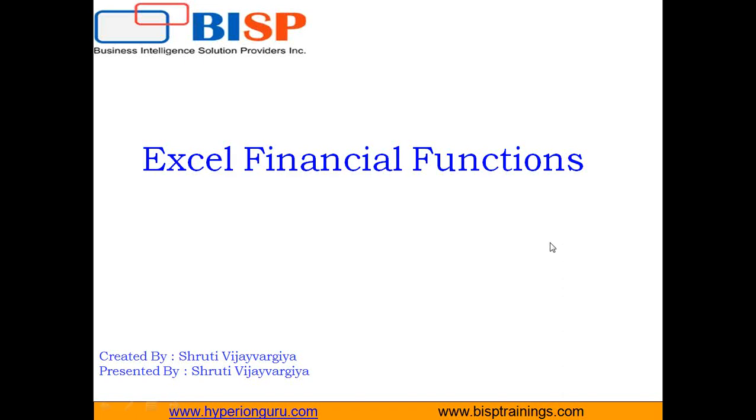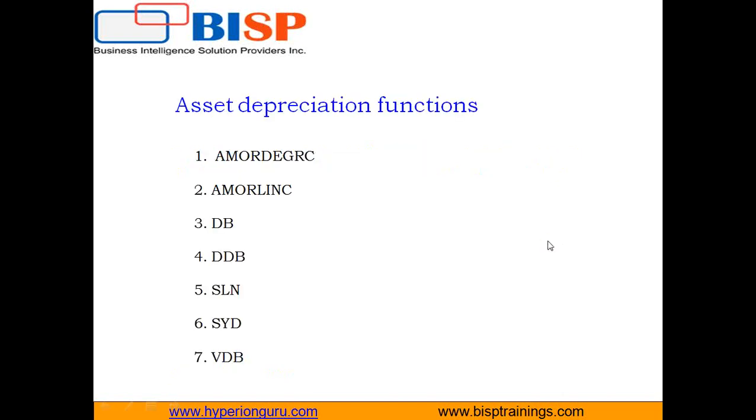In Excel financial functions, there comes a category of asset depreciation functions. So in this video, I am talking about the asset depreciation functions. There are 7 functions in the asset depreciation category. The first one is AMORDEGRC, AMORLINC, DB, DDB, SLN, SYD, and VDB. In this video, I am going to explain the two most important depreciation functions, which are AMORDEGRC and AMORLINC.